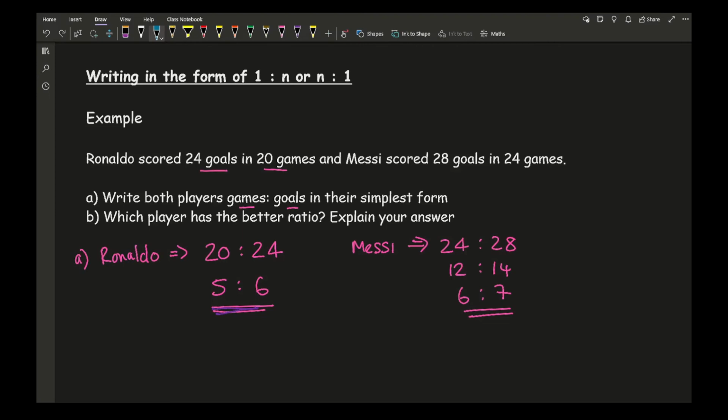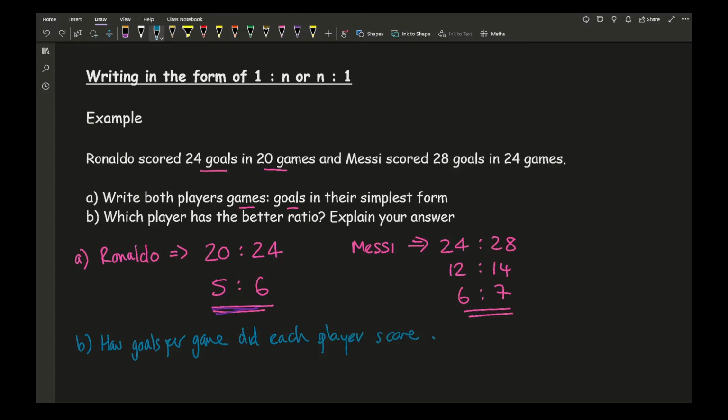But another alternative is to write their ratios in the form of 1 to n. So I want to know how many goals per game each player scored.